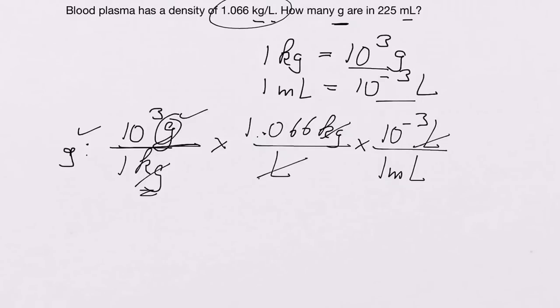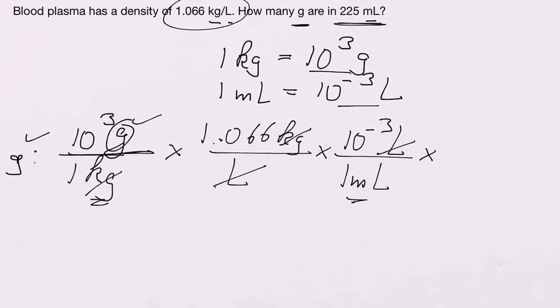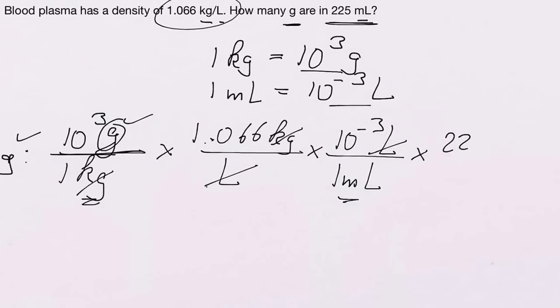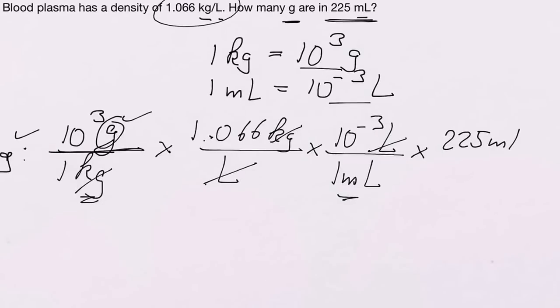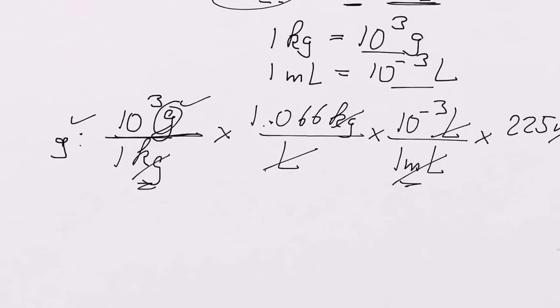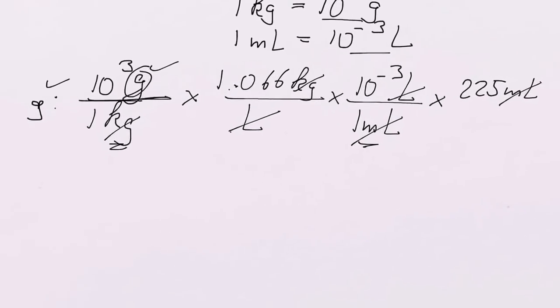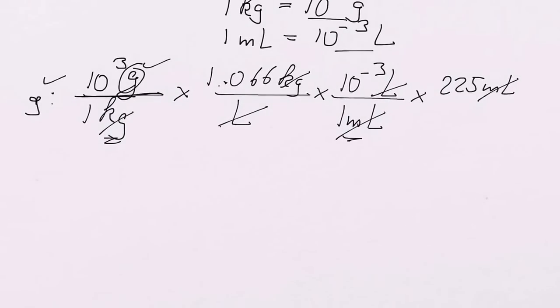And I see the liter cancel out, and I just want to get rid of the milliliter. So do we have milliliter here? Yes, we've got that here. So we've got 225 milliliter. The milliliter cancel out, which is very convenient. So I just write this a little bit neater. I am left with my unit, with the grams.